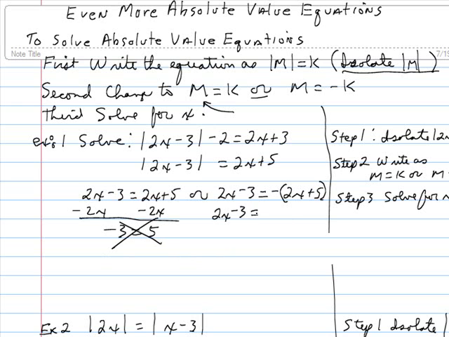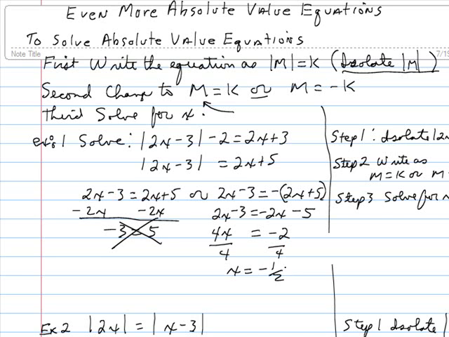2x minus 3 is equal to, distribute the negative, negative 2x minus 5. Now you can see why it's so important that that 2x plus 5 go in a bracket. Otherwise there'd be no negative on that 5. I'll bring the x's to the same side, bring my negative 2x over to the left, take my negative 3, move it over to the right. And so I'm left with 4x is equal to negative 2. I divide both sides by 4, and I get x is negative 1/2.